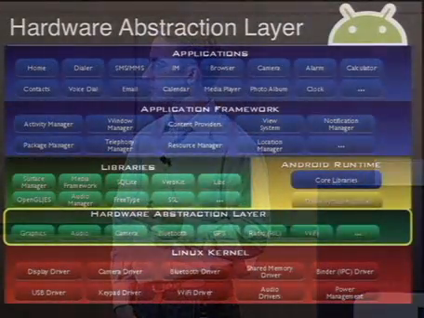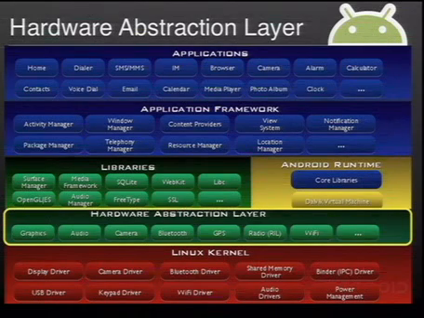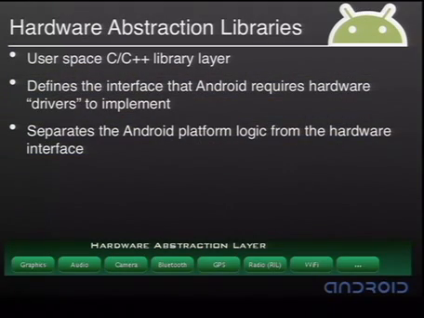To give you just an idea of where these would sit, I'm kind of changing the overall architecture diagram a little bit to show you that these are native libraries sitting down there in the libraries layer. And they contain abstractions for things like audio and camera or Bluetooth, GPS, the RIL or radio interface layer to talk to the modem baseband, Wi-Fi, and many more. Again, it's a user space C and C++ library. It defines the interface that Android requires of the hardware.